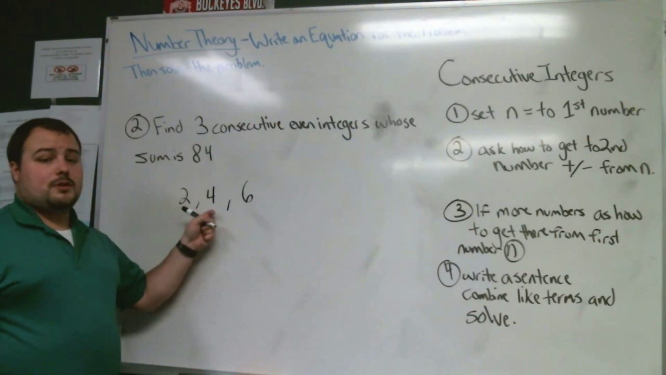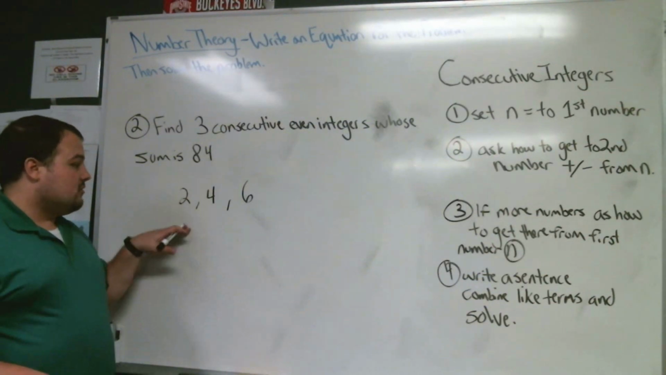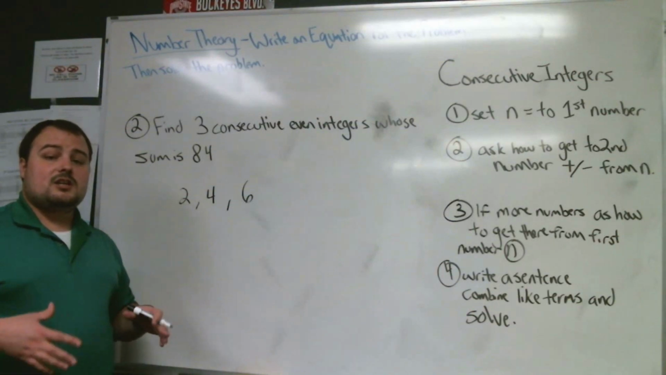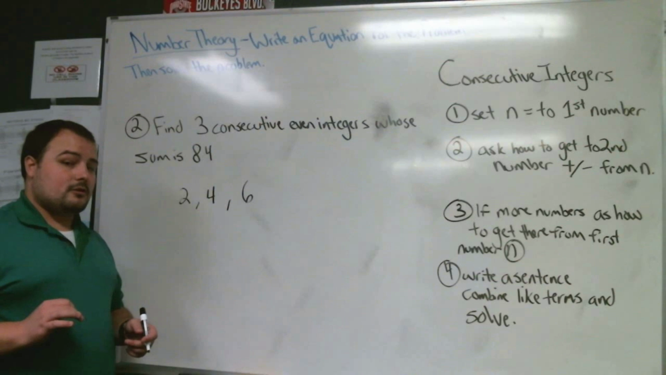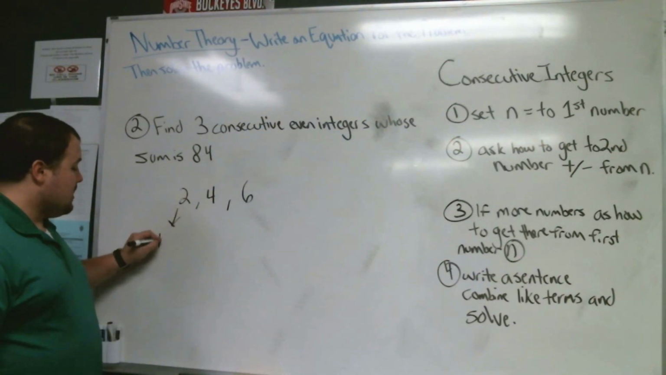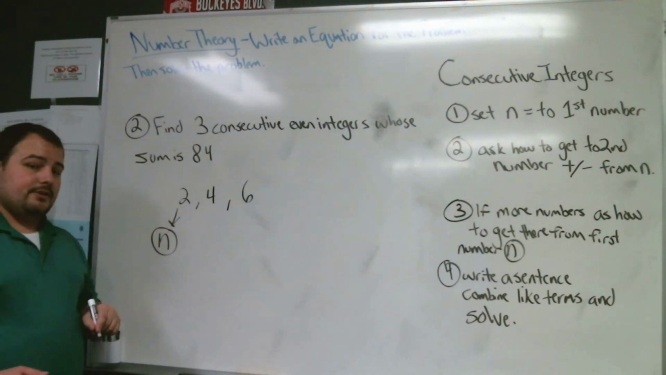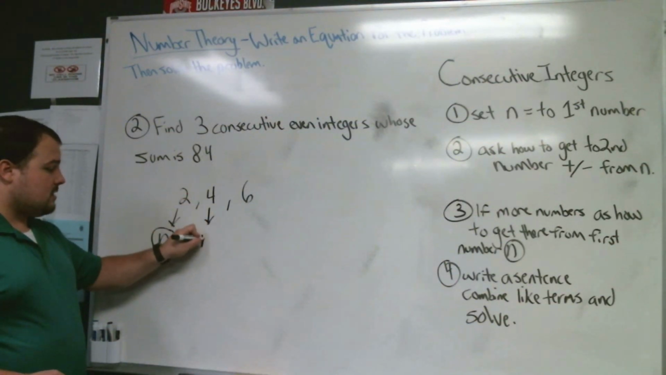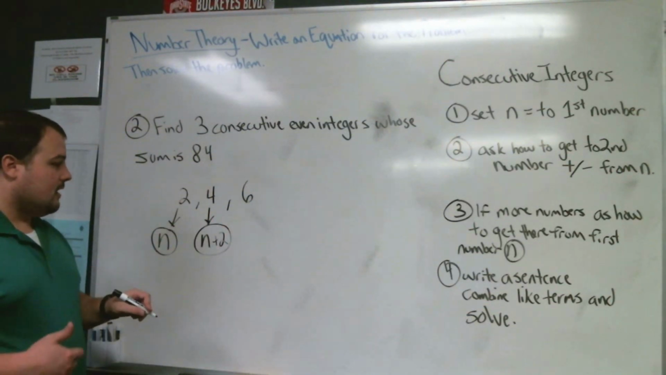Now I know that 2 plus 4 plus 6 does not equal 84. And that's okay. What we're going to do is we're going to use these as our bases. These are 3 numbers that are consecutive even numbers. 2, 4, 6. Next one would be 8 if we had 4. But we only have to look for 3. So we only wrote 3 numbers down. First thing we're going to do is we're going to set n equal to the first number. So 2 is now the letter n. Now I ask myself, how do I go from this number to that number? Well, I take the first number, which is n, and I add 2 to it. And then I look at the next one.